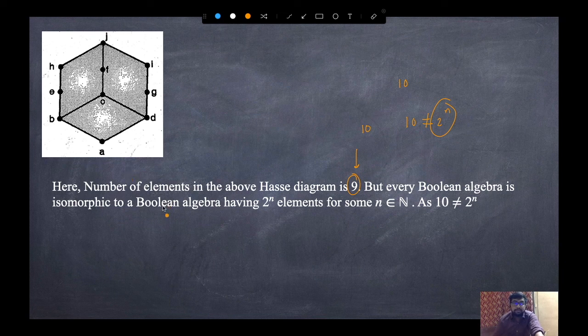If it is asked in more marks, you will have to check all those conditions, all those tables and stuff. But just by counting the number of elements, you will get the idea it is not a Boolean algebra. Okay. So it is not a Boolean algebra.